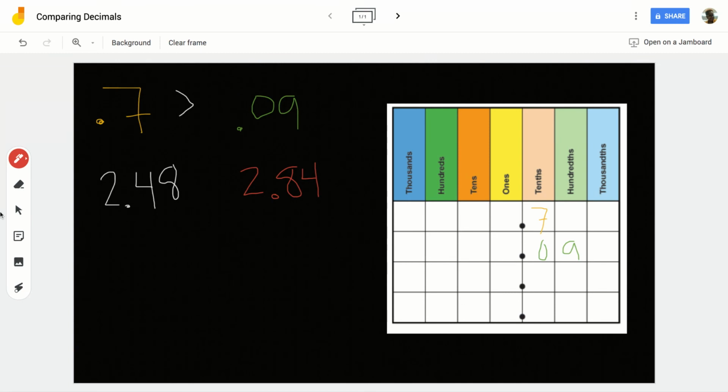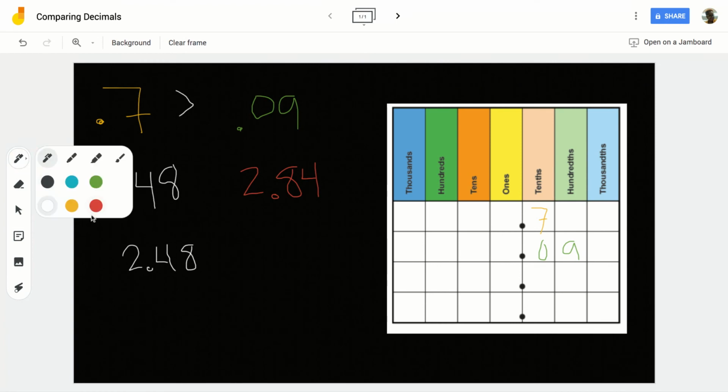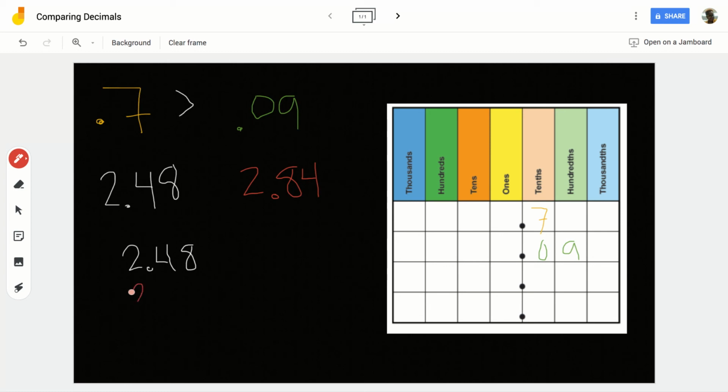What I like to do is imagine I have a place value chart, and I'm going to do the same thing. I'm going to take these two numbers, I'm going to stack them, line them up, and compare them. So I got 2.48 or 2 and 48 hundredths. And then I'm going to take my other number and stack it, line it up, and compare. 2.84 or 2 and 84 hundredths.